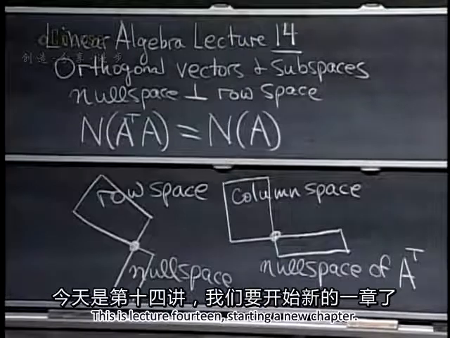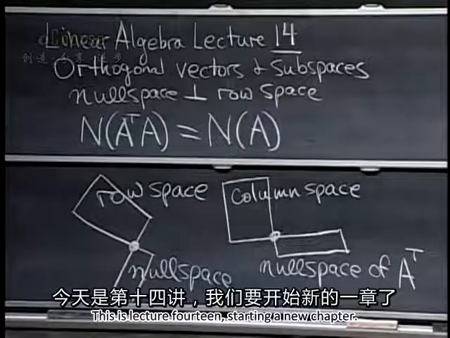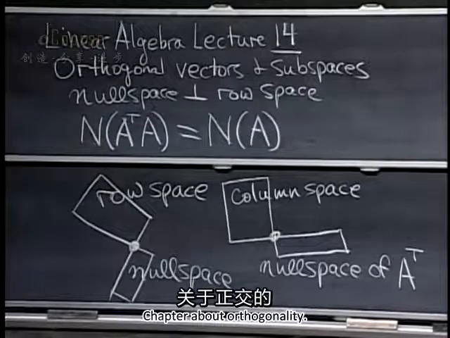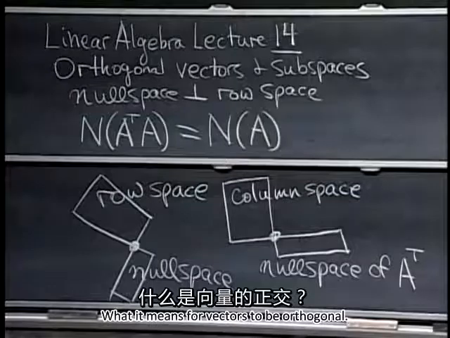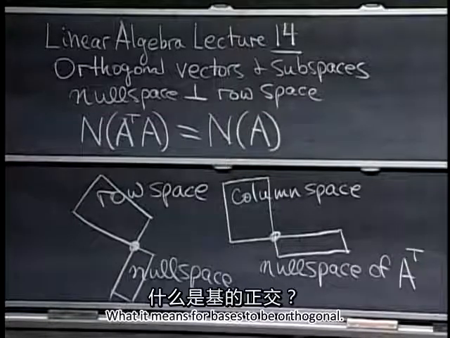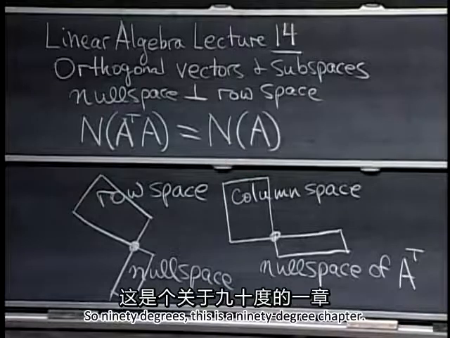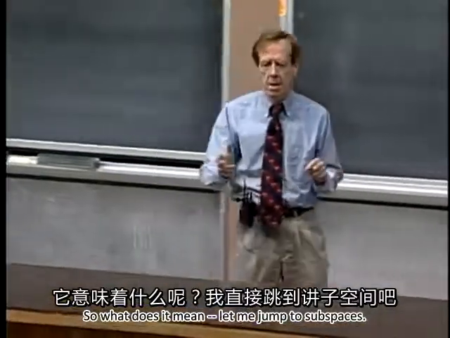Cameras are rolling. This is lecture 14, starting a new chapter. A chapter about orthogonality: what it means for vectors to be orthogonal, what it means for subspaces to be orthogonal, what it means for bases to be orthogonal. So this is a 90-degree chapter. So what does it mean?